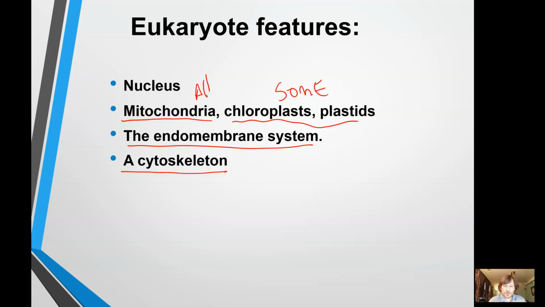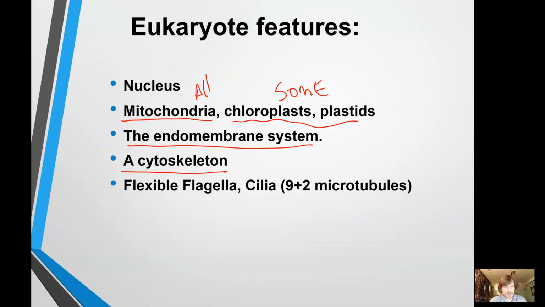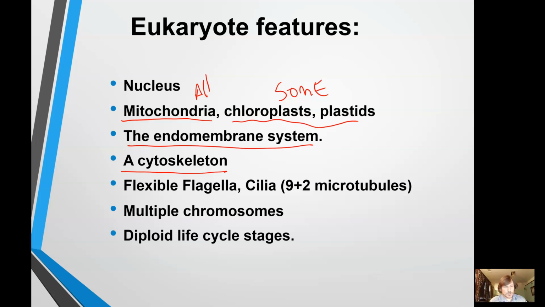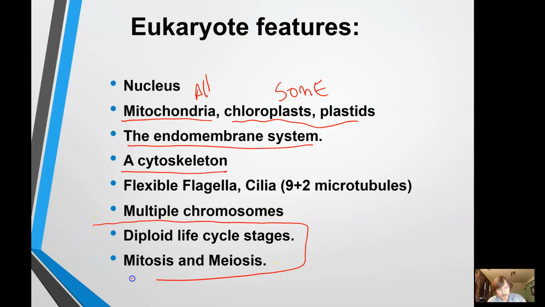I'm going to show you a quick little video at the end of this mini lecture on phagocytosis, and that's part of what allows it to do phagocytosis. They have a flexible flagella. They have multiple chromosomes. And then we're going to get to some stages later on that we'll talk about in the mini lecture, and we'll contrast diploid and haploid and talk about the difference between two types of cell division, mitosis and meiosis. And if you remember, in the prokaryotes, they have one type called binary fission.